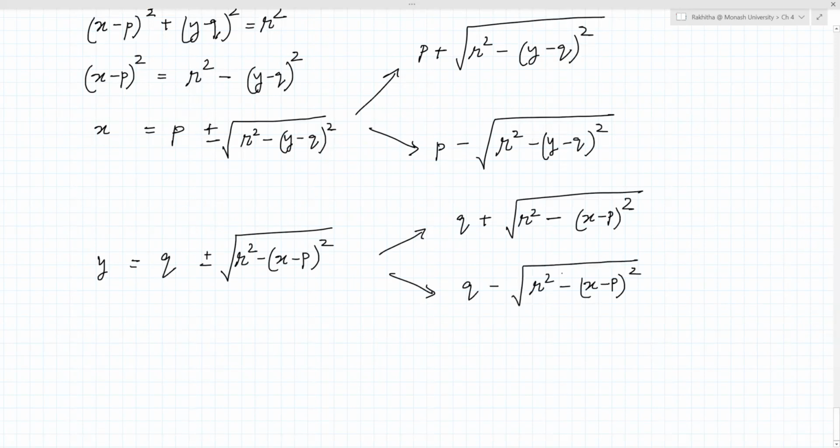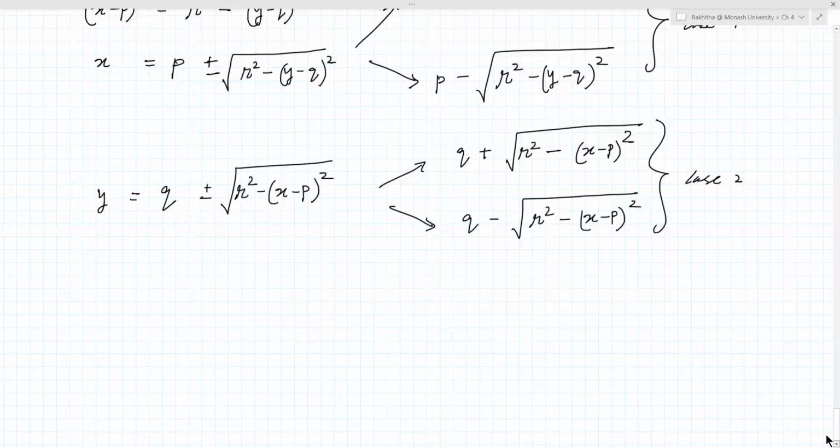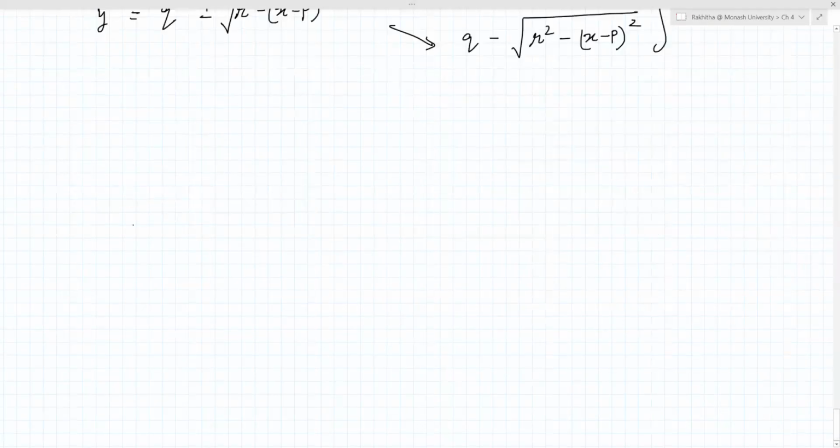Okay, so now this would be my case number 1. This would be my case number 2, right? So now in the next diagram, I will do 2 diagrams here so that I can finish this in one shot.